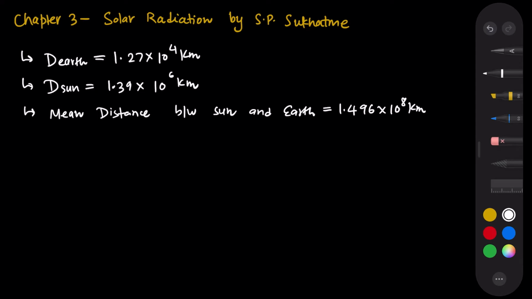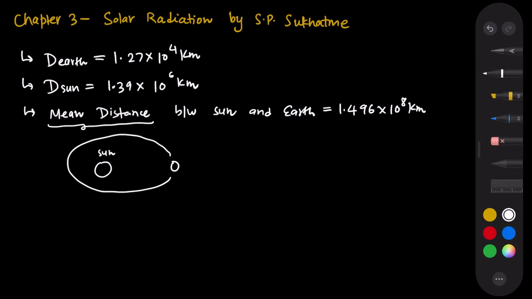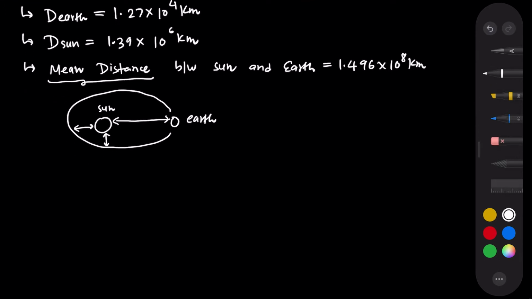Okay, so I'm talking about the mean distance between the Sun and the Earth. Why mean distance? Because as we all know, the Earth revolves around the Sun in an elliptical orbit, and the distance between the Sun and the Earth is not constant. It changes with respect to the day on the Earth. So that's why we consider the mean distance. So do remember that the mean distance between the Sun and the Earth is 1.496 into 10 to the power 8 kilometer. Okay, now let us talk about the subtend angle.